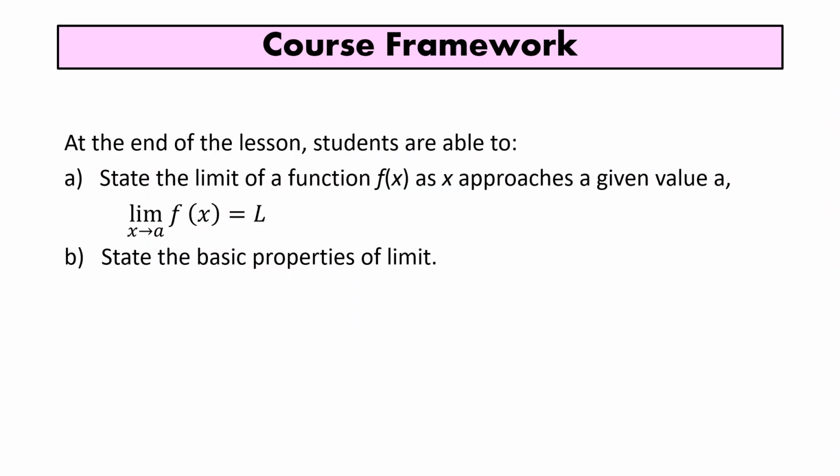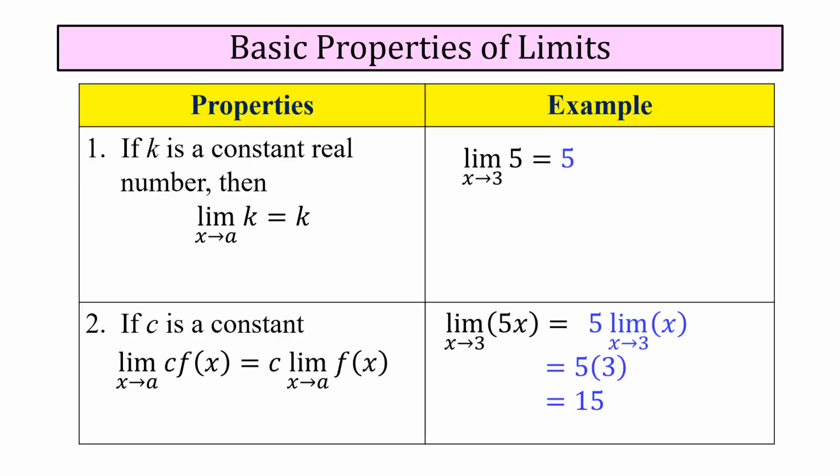At the end of this video, you will be able to state the basic properties of limits. There are a lot of basic properties of limits, but I list a few of them that are important to us. The first one is, if k is a constant real number, then the limit as x approaches a of k gives back k. Look at the example on the right. The limit as x approaches 3 of 5, so we get back 5.